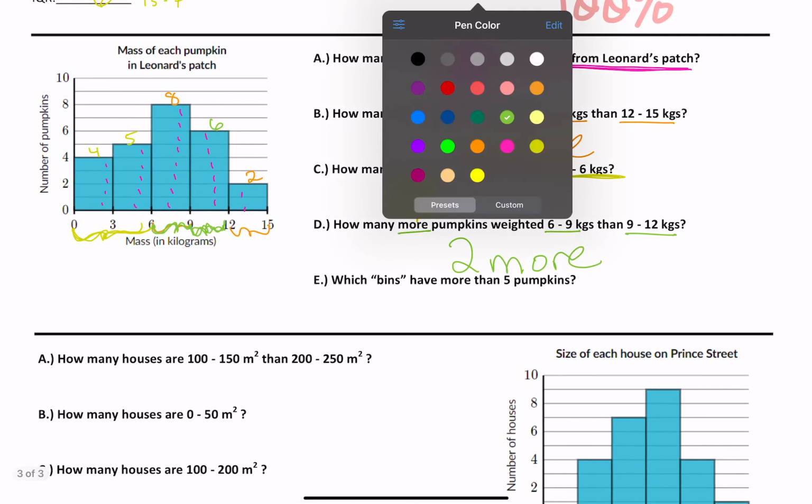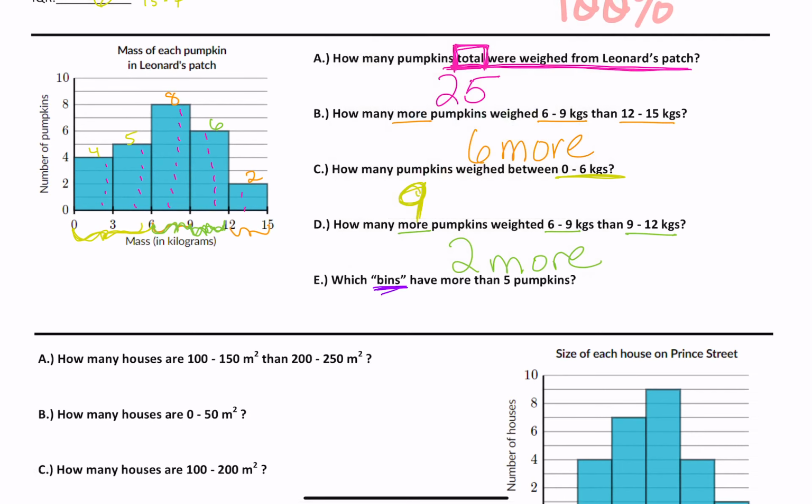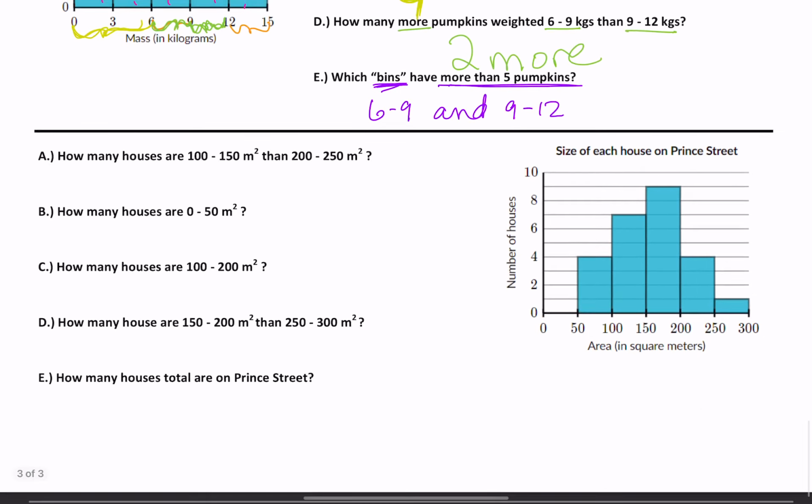Ooh, this is a good question. Which bins have more than 5 pumpkins? So I'm going to look at the 5 on my number of pumpkins, and I'm going to just kind of do this. So which bins have more than that? Well, it looks like 6 to 9 has more than that, and 9 to 12. I know this wasn't on your notes, but it's a really good thinking question. I love them. I love thinking.